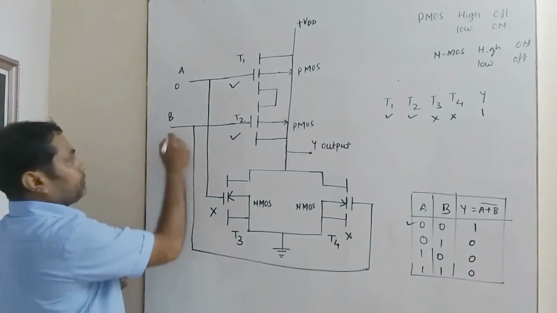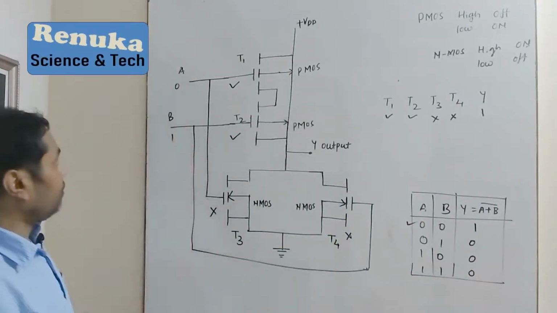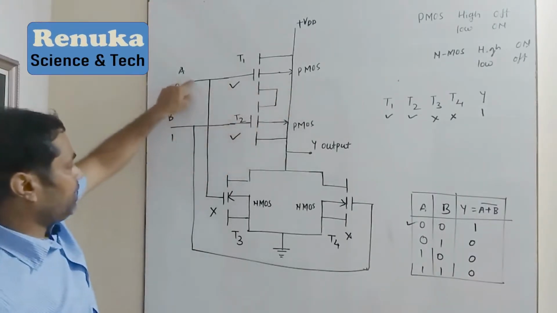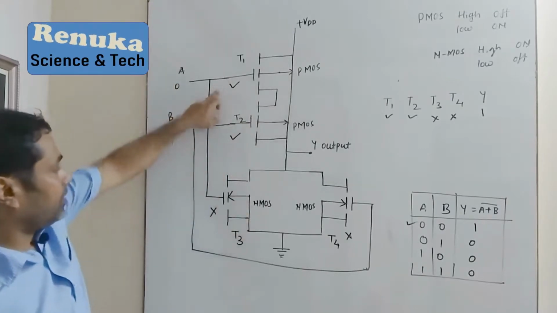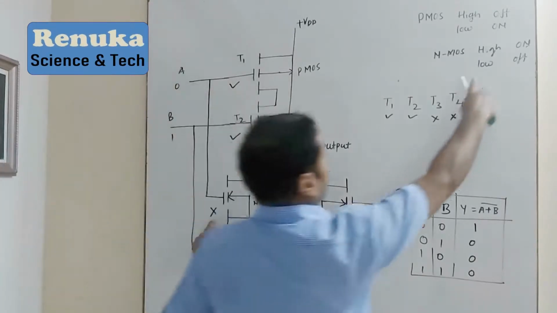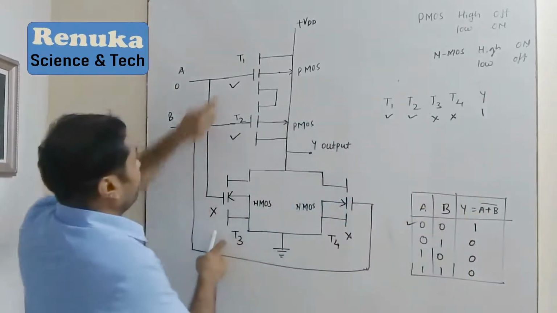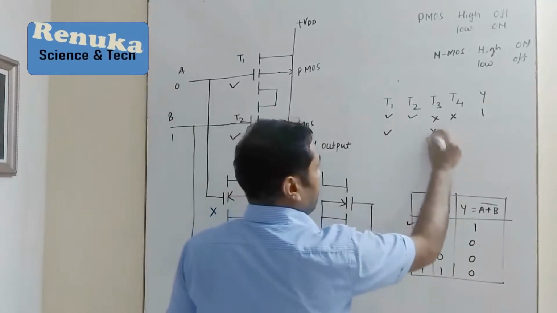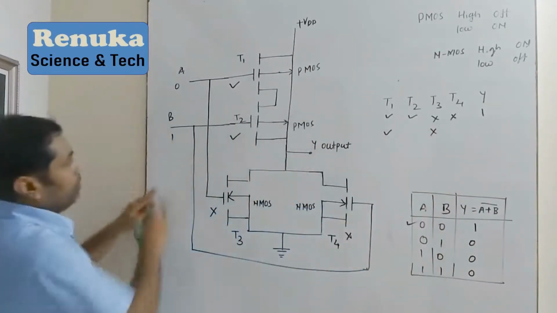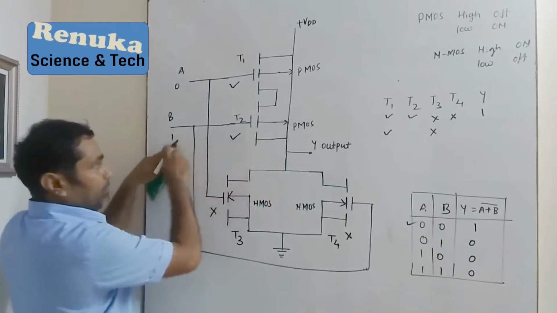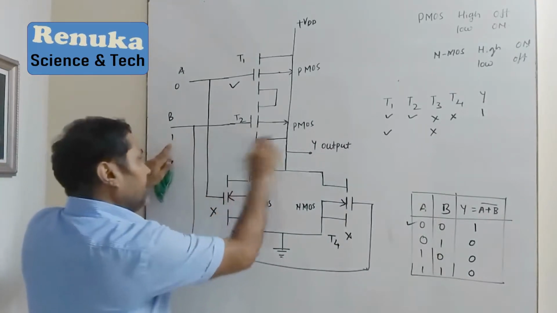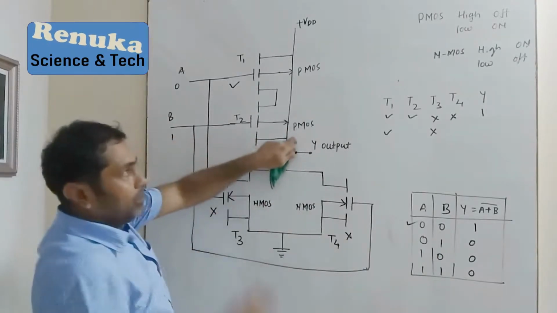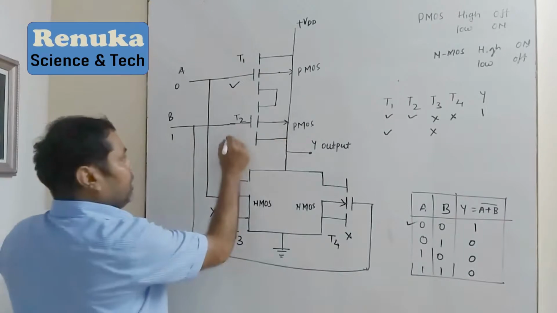Second condition: A is connected to low, and the PMOS it is connected to will be on. The same A is connected to NMOS. If A is connected to 0, then it will be off. So T1 will be on, T3 will be off. What about B? B is connected to the gate of T2, and T2 is PMOS. So when high is connected to a PMOS, the transistor will be off. So here T2 will be off.